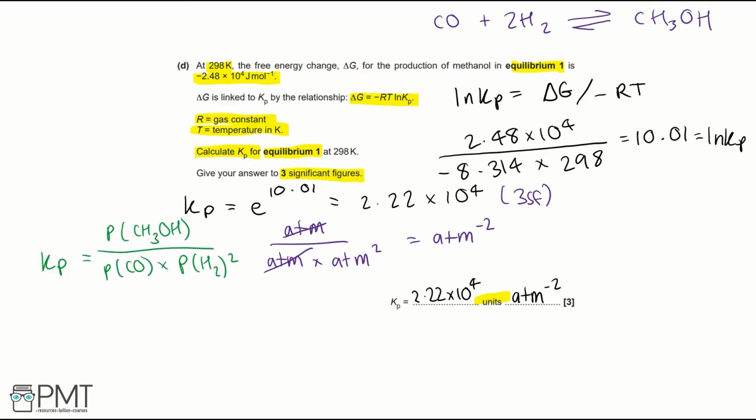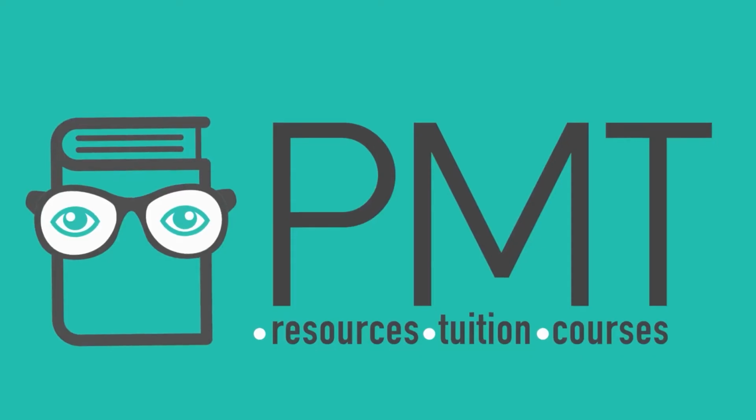To get the 3 marks for this question, you get a mark for using the rearranged equation and getting 10.01 and working out ln Kp. You get a mark for working out Kp, and then you get a mark for your units.